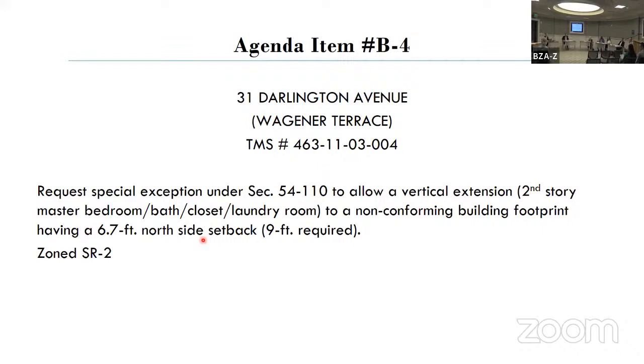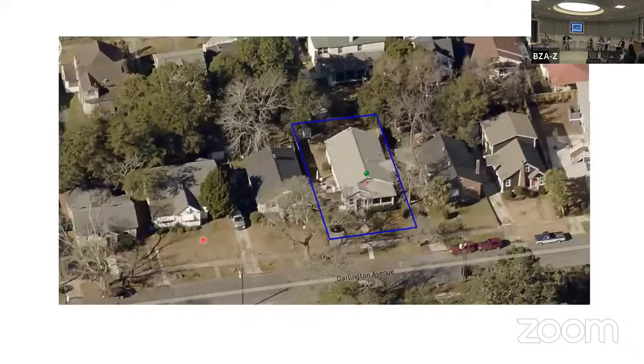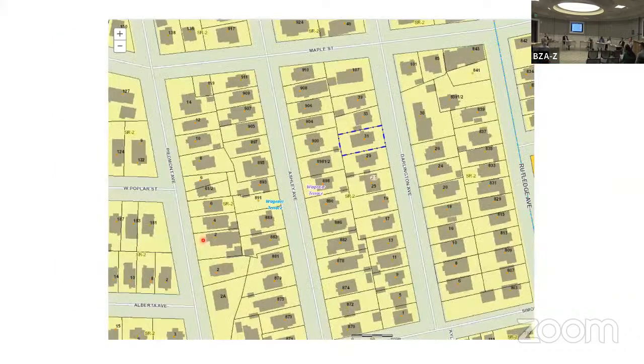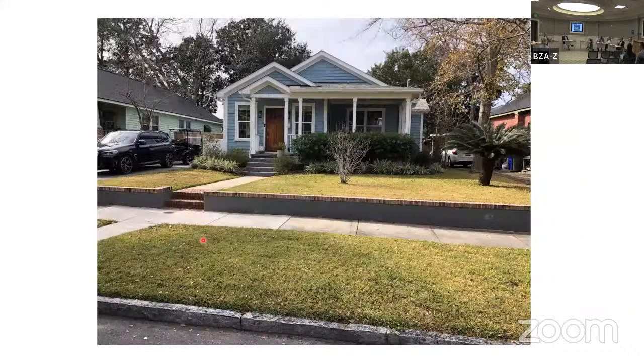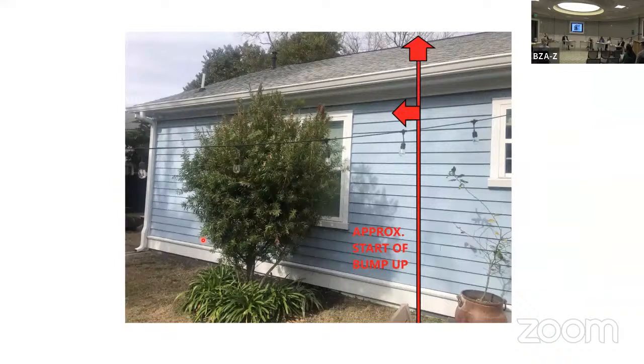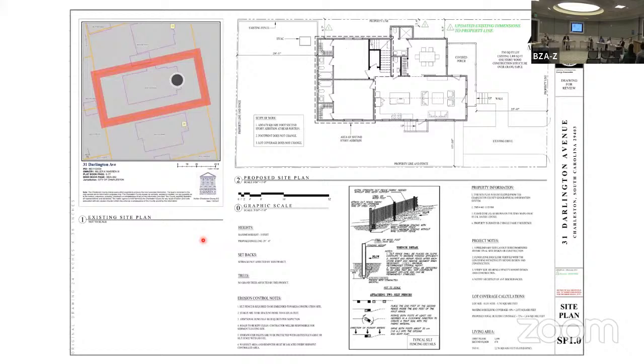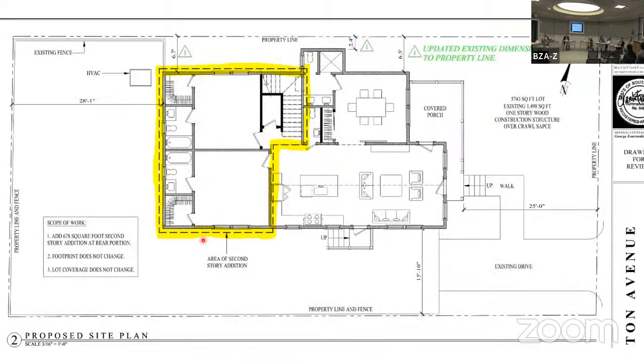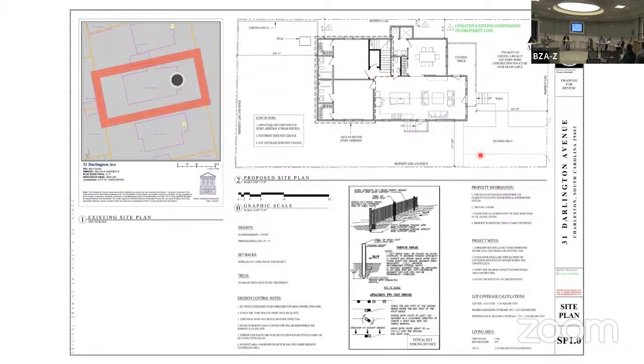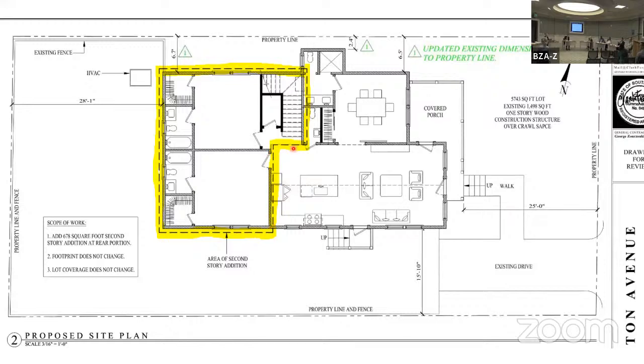31 Darlington, another residence in Wagner Terrace, and single story shown here in this photograph. Existing view from the street. This shows the location where the second floor addition would be added to the rear part of the house. And this view of that rear corner of the property. So this is a blow up of this proposed site plan up here, and I highlighted the dashed line that indicates the location of that second floor addition over the existing house footprint.